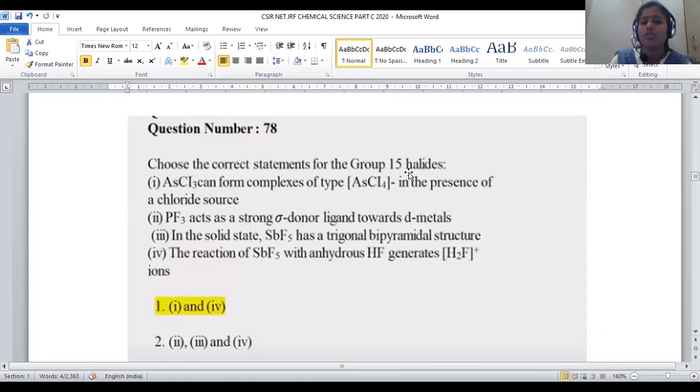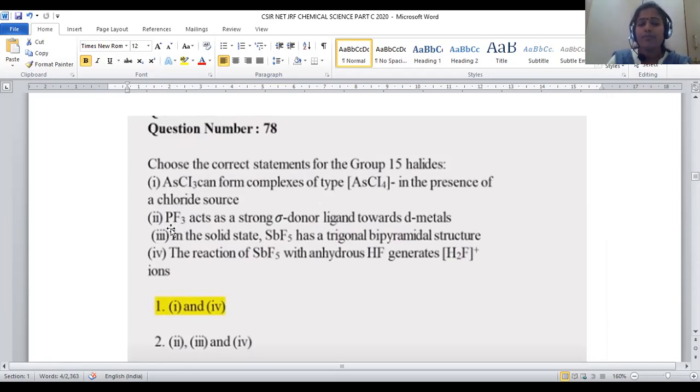Choose the correct statement for group 15 halides. Osmium trichloride can form complexes of the type osmium tetrachloride minus in the presence of a chloride source. Whenever osmium trichloride is taken and chloride, Cl minus, is added, what happens? It is a chloride accepting ligand, Lewis acid nature will be there. Chloride will be clearly accepted by this one, and there is a formation of OsCl4 minus. So it is a correct statement, right?